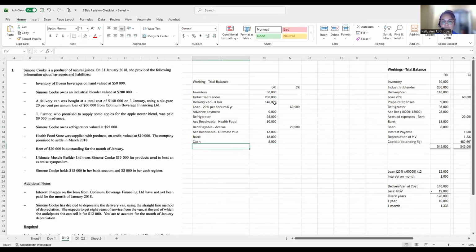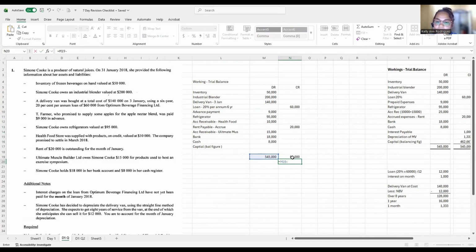Now remember your accounting formula: assets equal liabilities plus capital. So that is how your trial balance works. All of this here is your asset, all of this here is your liabilities plus capital. But we do not have your capital figure, so we'll have to leave that as a balancing figure. So your capital is a balancing figure that you'll be working out when you take all of your assets and minus your liabilities. In this case, 545 minus say 80,000 gives you 465.